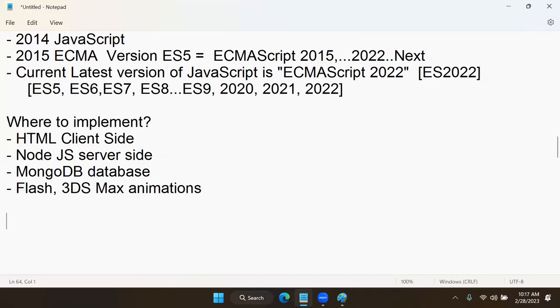Now the question is, what is the role of JavaScript with HTML?